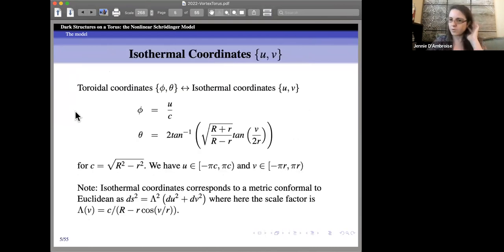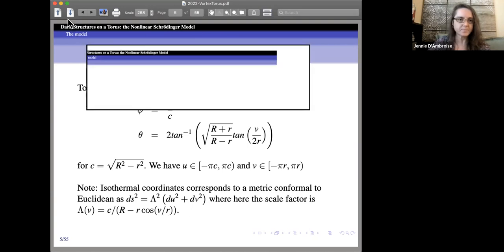Like I said, I may be switching back and forth between different coordinates throughout the presentation. So in addition to the toroidal coordinates of theta and phi, you'll also see the isothermal coordinates of u and v. And here's the transformation in between those. And the isothermal coordinates in particular correspond to a metric that's conformal to Euclidean with a scale factor.